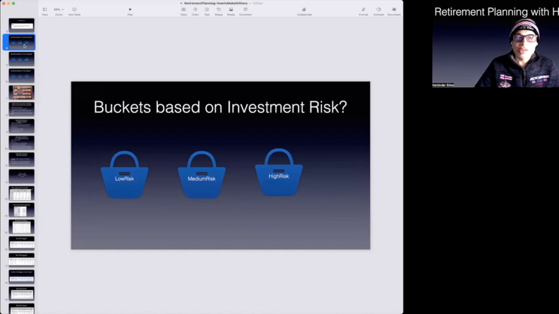Now, when we say low risk, we are talking about high yield savings accounts, T-bills, treasury bills. You can have checking and savings accounts. You can have CDs. They are all considered low risk investments.